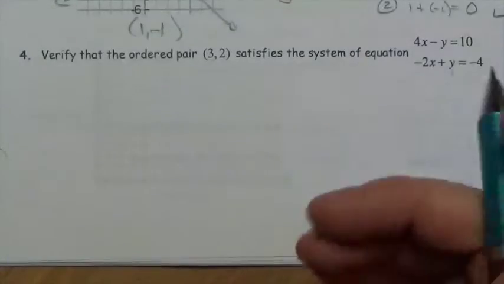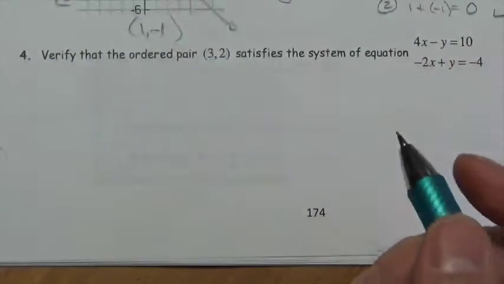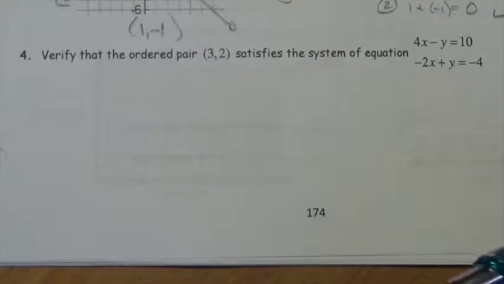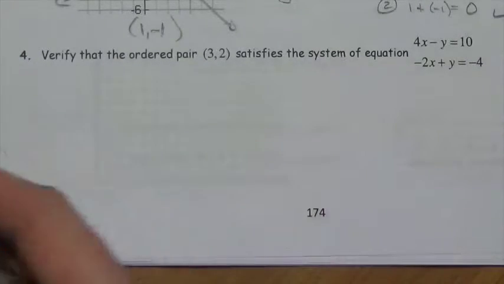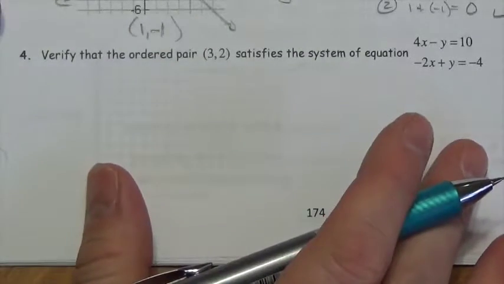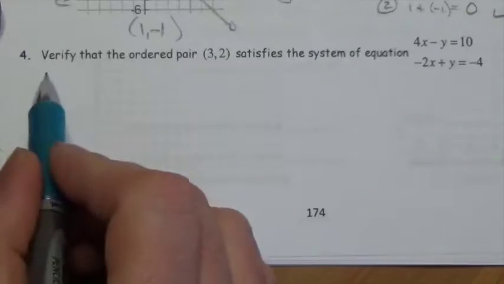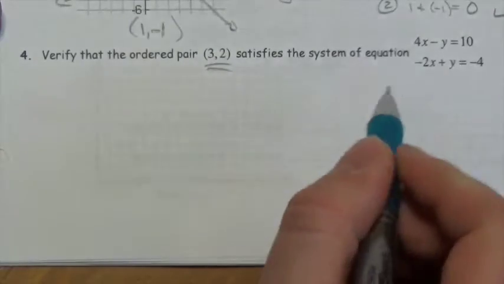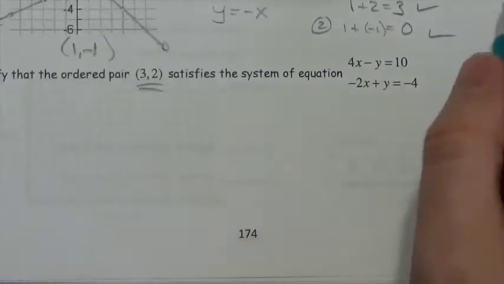Okay, so we've done some examples where you were solving, and you've seen a couple different approaches to each one of those, which is good. Now we're just going to take a quick look at a question that should be a fair bit easier to attack here. Just verify that the ordered pair (3, 2) satisfies this particular system, okay?